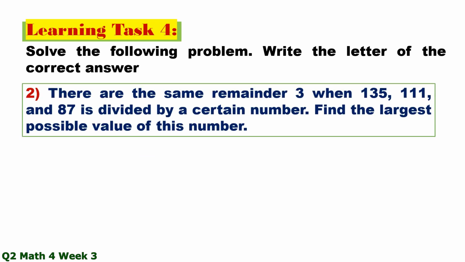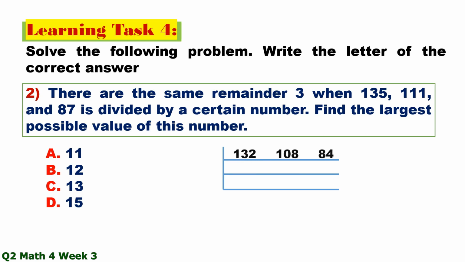Number 2. There is the same remainder 3 when 135, 111, and 87 are divided by a certain number. Find the largest possible value of this number. So 135 minus 3, 132. 111 minus 3, 108. 87 minus 3, 84.